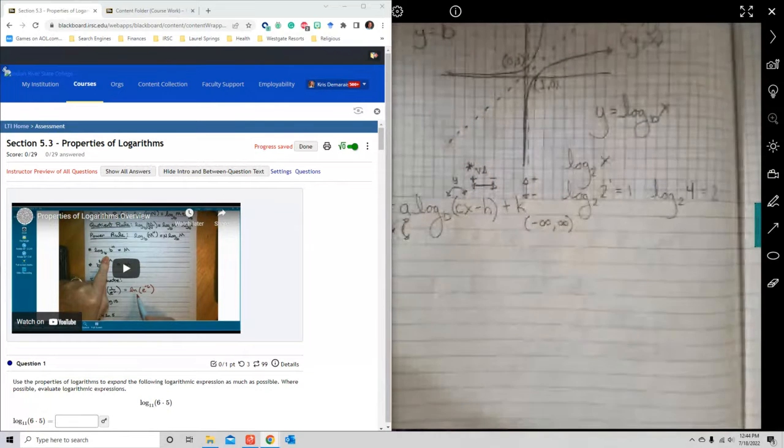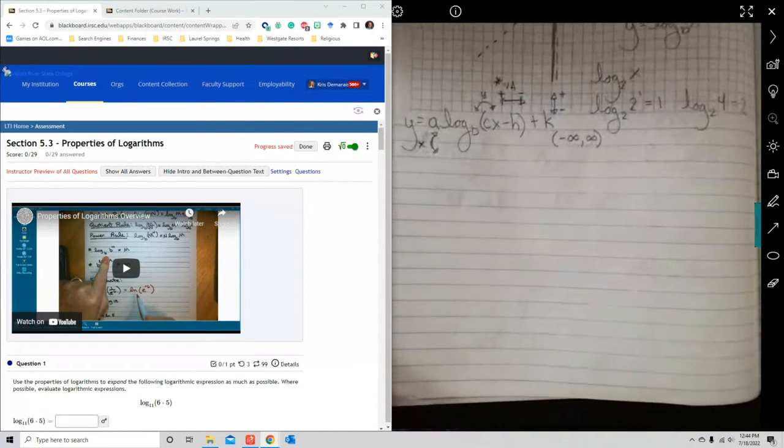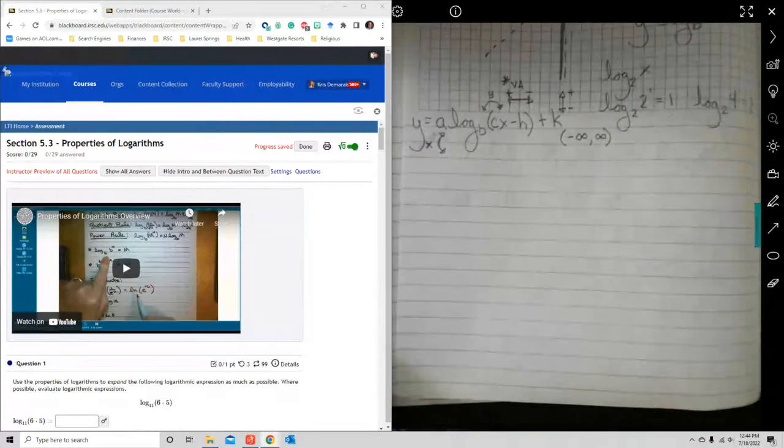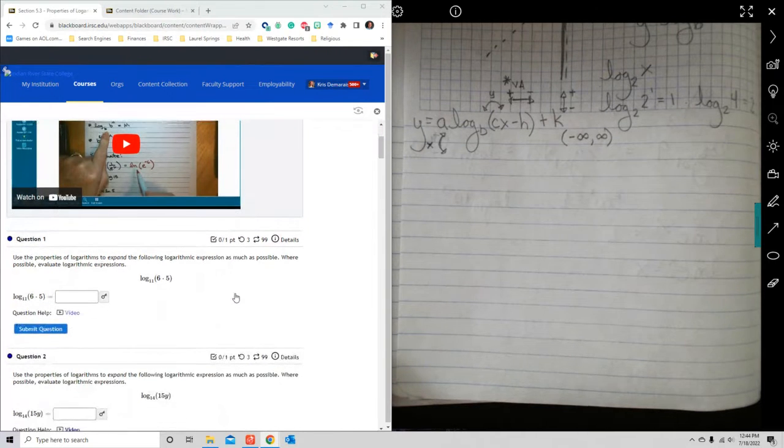But now we're going to talk about properties like the product property of logs and the quotient property of logs, as well as the power rule of logs. These allow us to manipulate the logarithmic expressions. So we have the power rule, the quotient rule, and the product rule. There are different things that we can go ahead and learn about these.